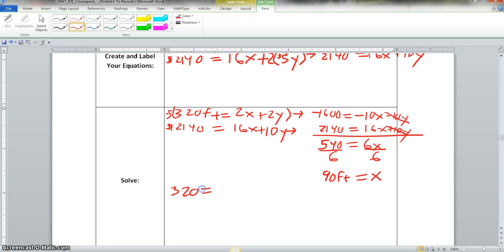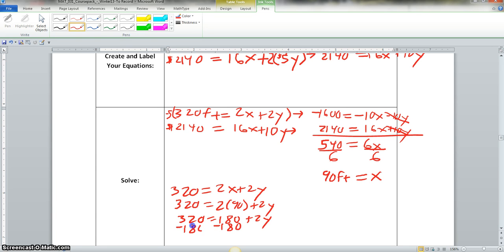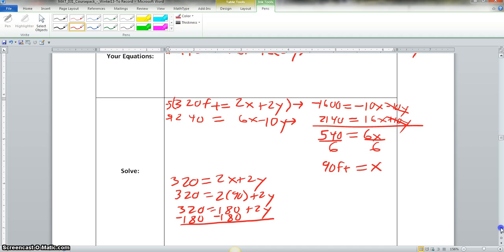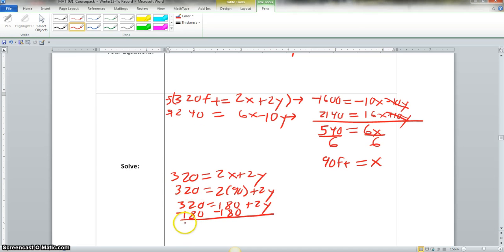So we have 320 is equal to 2x plus 2y. We have 320 is equal to 2 times 90 plus 2y. 2 times 90 is 180 plus 2y. We subtract 180 on both sides. You scroll down here just a little bit. 320 minus 180 is 140, and that equals 2y. Now we divide each side by 2.